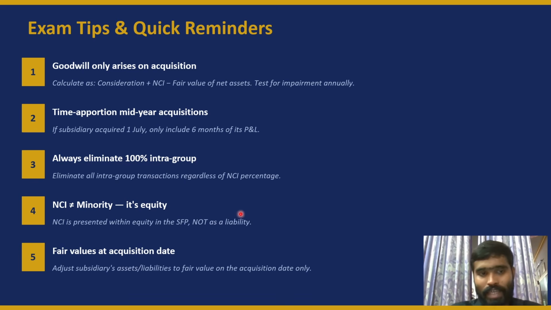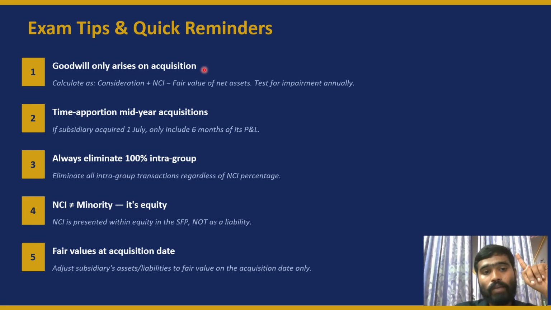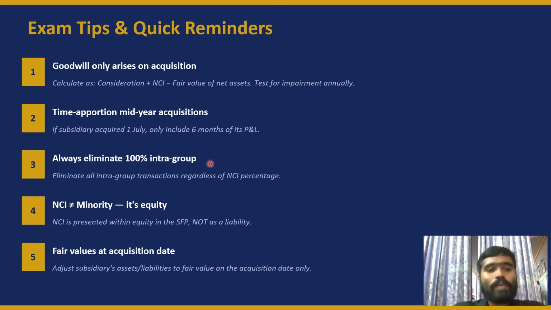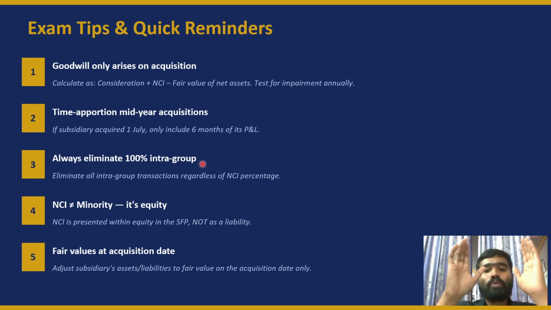So these are some exam tips or quick reminders. Whenever we are solving consolidation, we will see how we can calculate goodwill. Goodwill means if we are paying more than the asset value, the difference amount is called goodwill. Then we'll see the acquisition date, whether the acquisition was done at the start of the year or at the end of the year. Then we will eliminate all the intra-group transactions between parent and subsidiary.